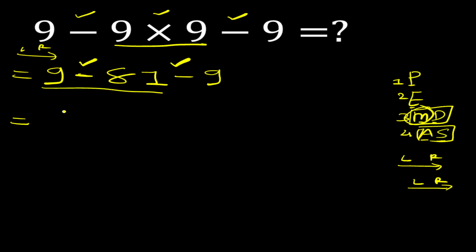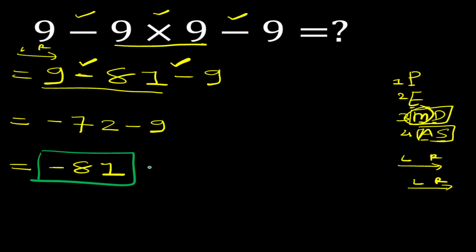So 9 minus 81 is equal to minus 72 minus 9. Now minus 72 minus 9 is equal to minus 81, right? So the correct answer is minus 81.